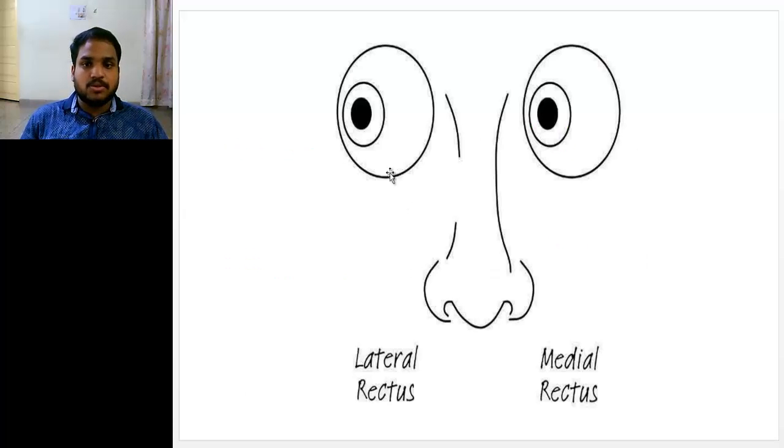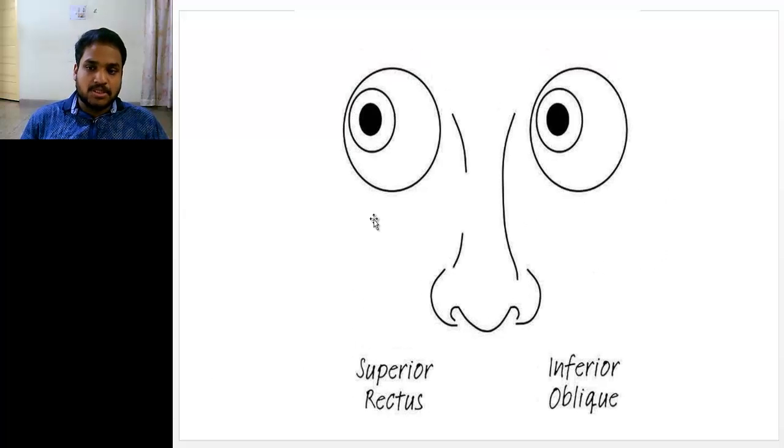See, this is a person who is looking to his right. This is the right eye of the person, this is the left eye of the person. The right eye is abducted, the left eye is adducted. The right eye is abducted by the lateral rectus, the left eye is adducted by the medial rectus, right? So that is the horizontal movement. Now we are introducing the vertical movements, right? So the person is now looking right and up, so the vertical movement is also integrated.